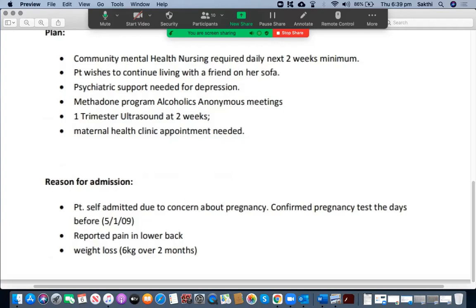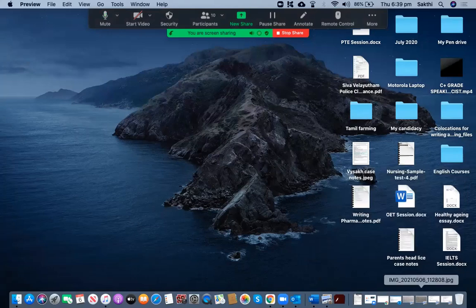Confirmed pregnancy test, so that's all right. Reported pain in the lower back. I think you have included that. Weight loss. Yes, that is not good. That's a negative thing. All right, you have included that as well.